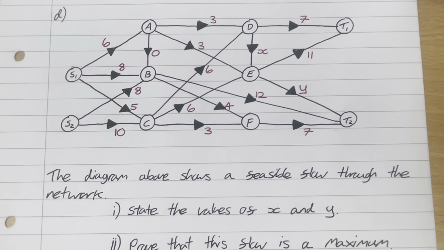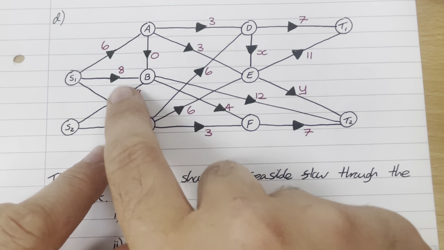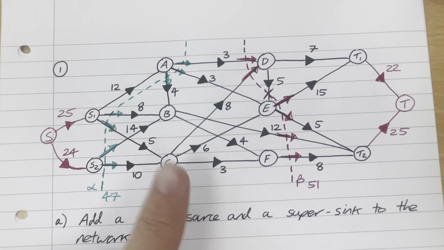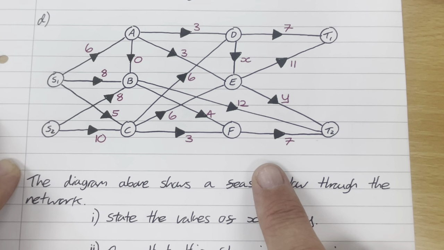The diagram above shows a feasible flow through the network. Okay, you don't need to check a statement like that. You can just assume it's true because you're told it is a feasible flow. What that means is that all of these numbers will be less than or equal to the pipe capacities, because these are now flow values, not capacity values.